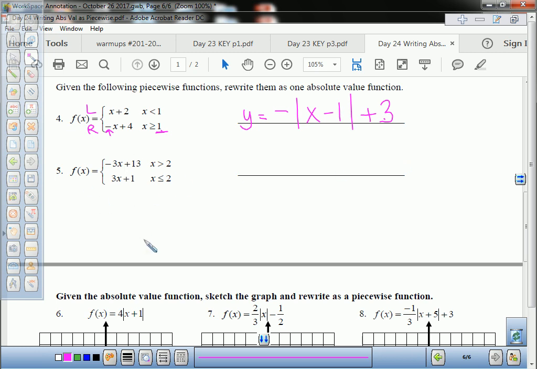Alright, now this second one's a little tricky. Because do you see my two equations? The top one is actually, which way is this one pointing? Right. So the top one is my right side, and the bottom one is the left side. So when I go to do my absolute value function, look at this right side. What is the leading coefficient? Negative what? 3. Negative 3. So we look at our right side, and that gives us our leading coefficient.